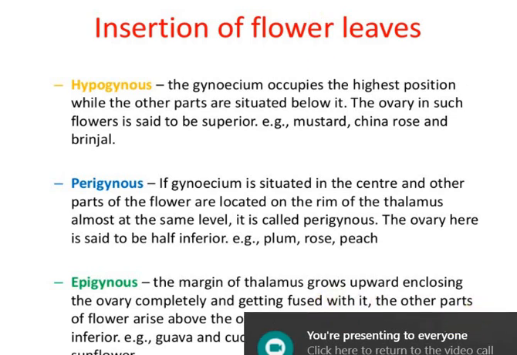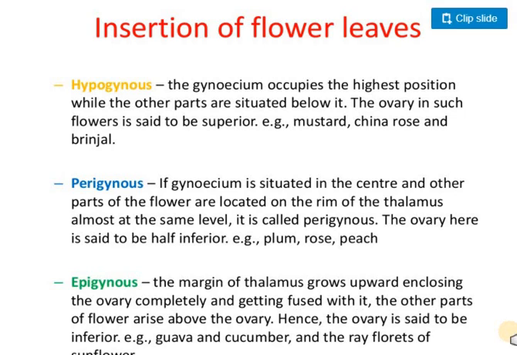Now, then we discussed the orientation of the ovary, or how the gynoecium is located. What is the location of the gynoecium in a flower? In some flowers, the ovary has a position above all the floral whorls. Normally, the orientation of floral whorls is calyx, followed by corolla, followed by androecium, followed by gynoecium.